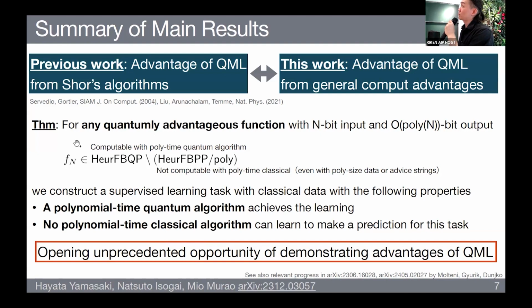Compared to the previous work, where such a function is limited to a very special class of functions such as discrete log or factoring, our contribution is that we opened a new opportunity of demonstrating the advantage of quantum machine learning using any quantumly advantageous function, even beyond Shor's algorithm. I will explain examples of such functions in the last part of this talk.